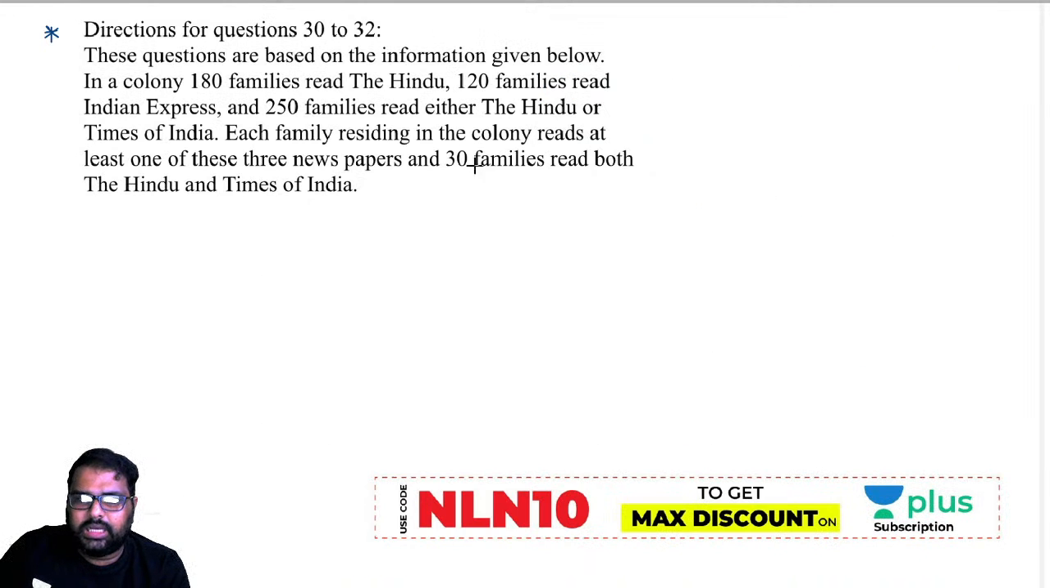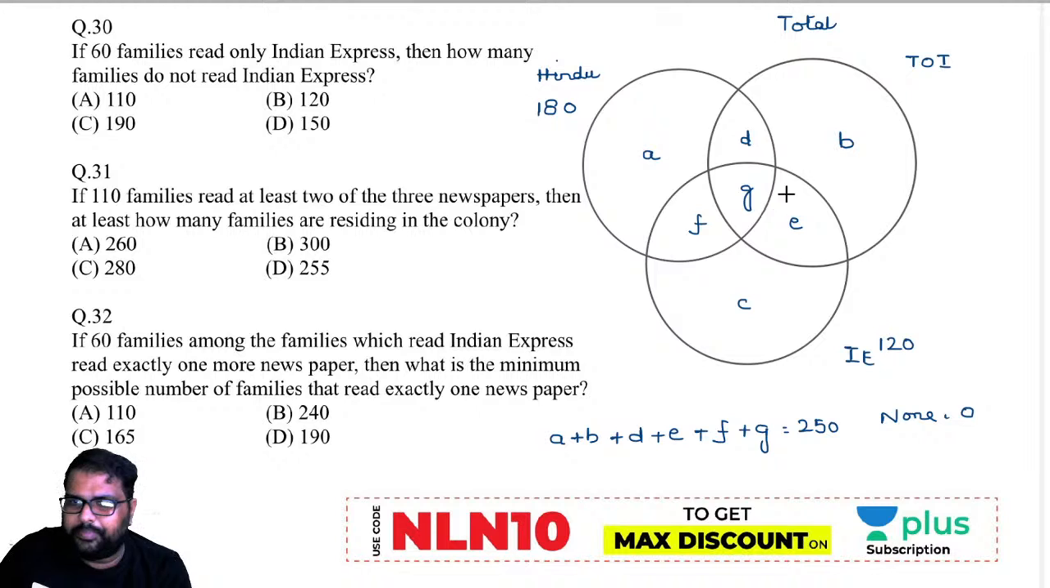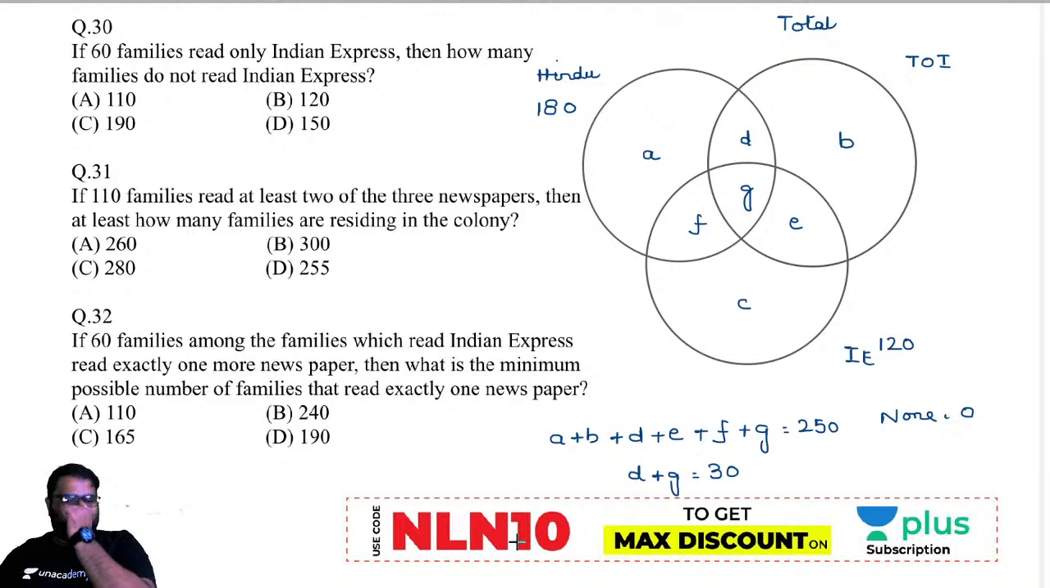Okay, next, 30 families read both the Hindu and Times of India. It is not only, it is both Hindu and Times of India. Hindu and Times of India is nothing but D plus G. D plus G value is given as 30. Am I right or wrong? Yes. This is the data given in the question.